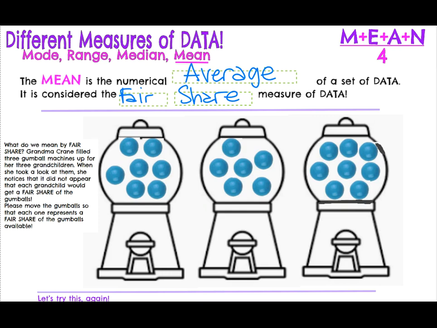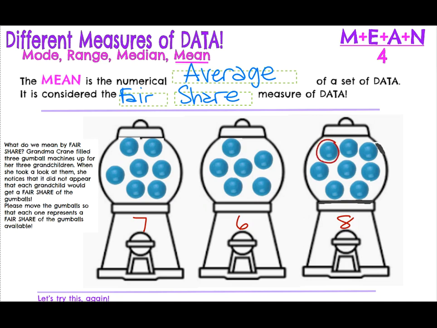Well, Grandma could take a count of each one. 1, 2, 3, 4, 5, 6, 7. 1, 2, 3, 4, 5, 6. Did I count that right? 1, 2, 3, 4, 5, 6, 7, 8. There we go. All right. So there's an easy fix here. So what should Grandma do?